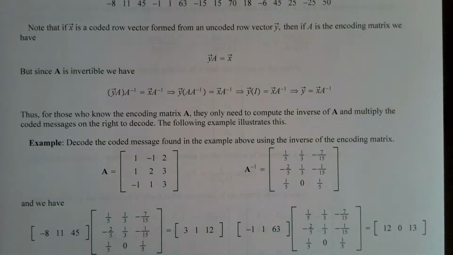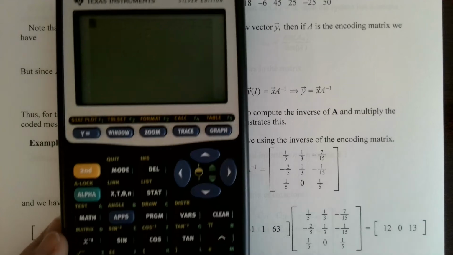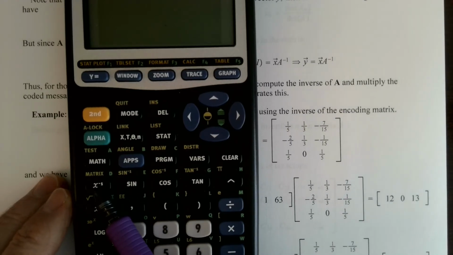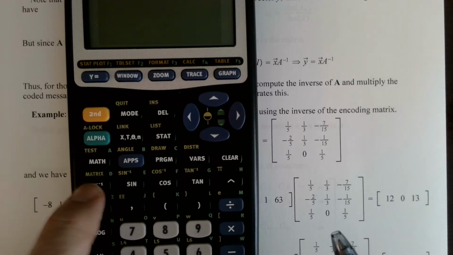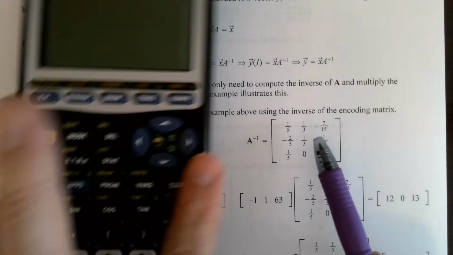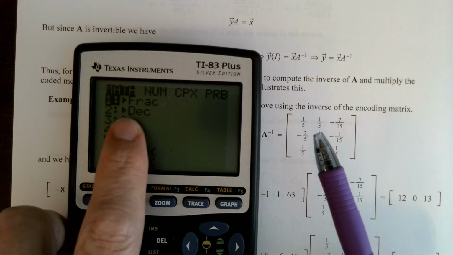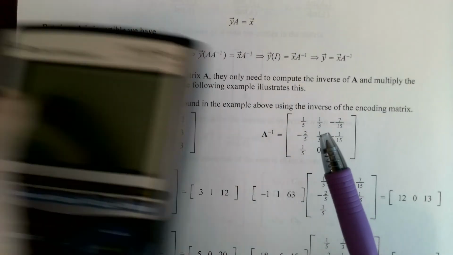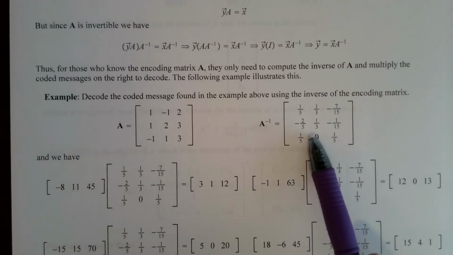So don't forget how you can do that in the calculator. I won't actually do it, but this key right here, X to the negative 1, is the inverse key. So if you have a matrix there, it will compute the inverse of the matrix. And you might want to use the convert to fraction key, since there are some fractions in here. Remember, under math, there's that convert to fractions key. That's very helpful. So you can use technology to do the computation of the inverse matrix for these exercises.